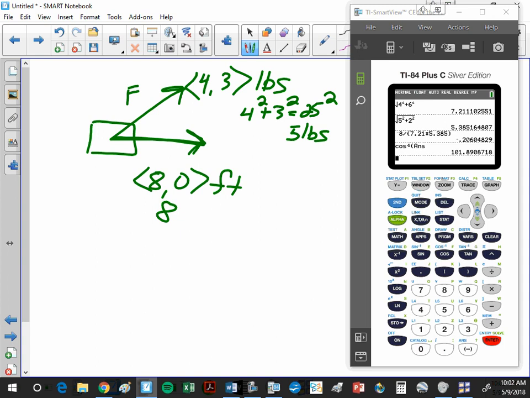How much work was done? Well, we take the dot product. 4 times 8 is 32, plus 3 times 0 is 0. 32 what?